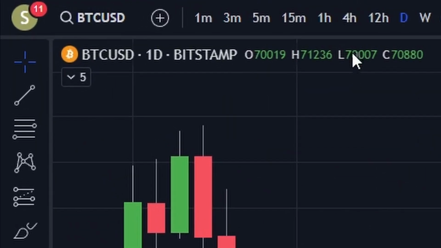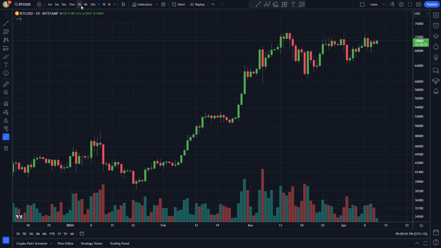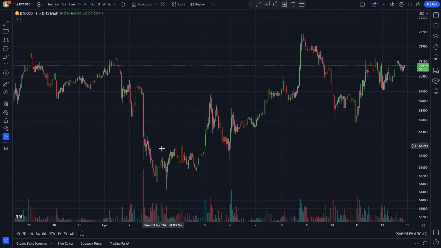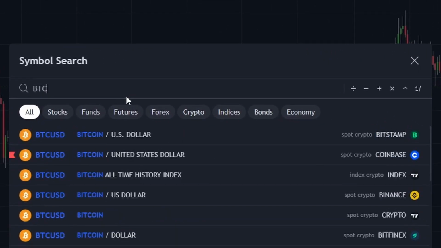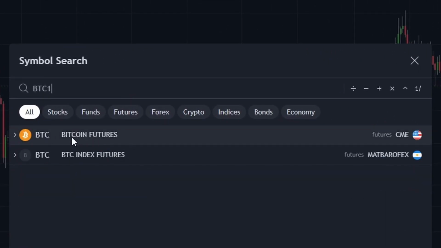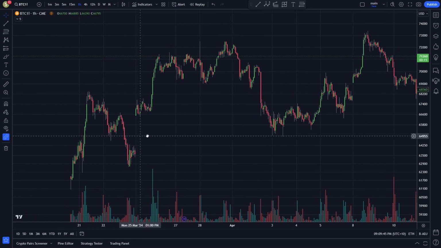And I'm just on the daily here, Bitcoin USD on Bitstamp, nothing out of the ordinary here. Let's go to the 1 hour. Yep, nothing out of the ordinary here. Now what I'm going to do is just click up here to change the ticker symbol to BTC1, and we can see I got an option here, Bitcoin futures, and that's on the CME exchange. So let's open this up and we can see, oh, what the heck?